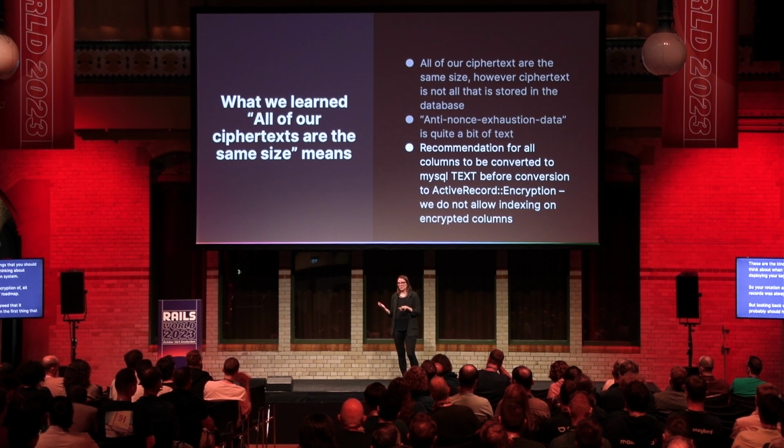But as happened at RailsConf, and as I'm sure will happen here, someone will tell me a good use case that they have. But for my org, for our use case, we've decided not to enable deterministic encryption. So if you need deterministic encryption, just make sure that you use a large enough size column, but probably not text.